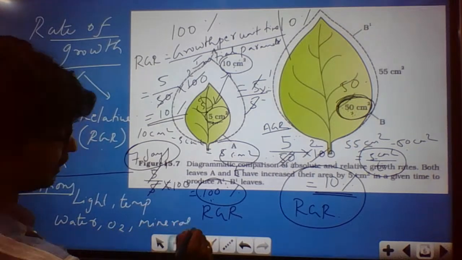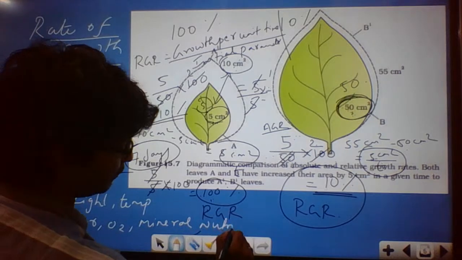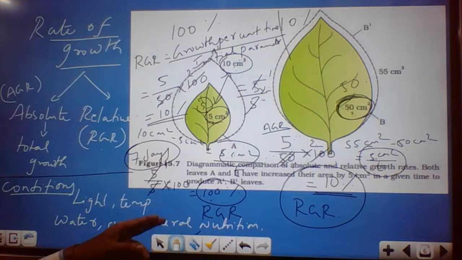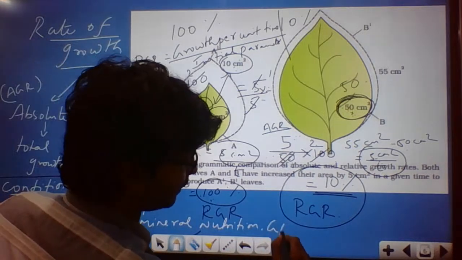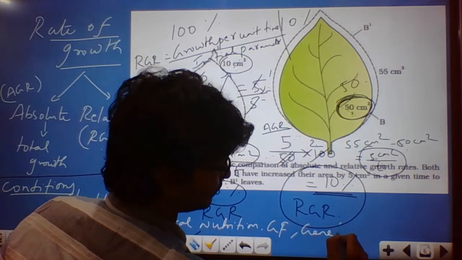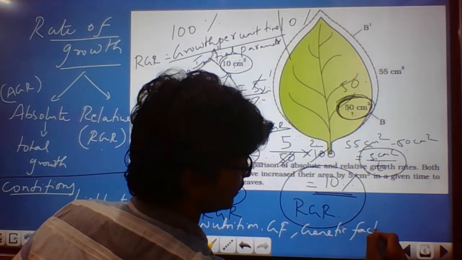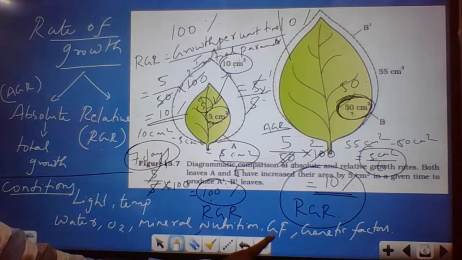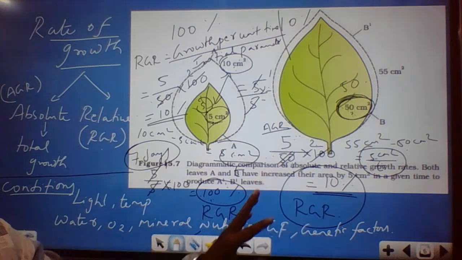We discussed mineral nutrition in the last chapter, whether macronutrients or micronutrients. Then growth factors, and genetic factors. These are the factors responsible for plant growth and development. So what are the factors, guys? Light, temperature, water, oxygen, mineral nutrition, and GF, the plant growth factors, the hormones, and we have the genetic factors.